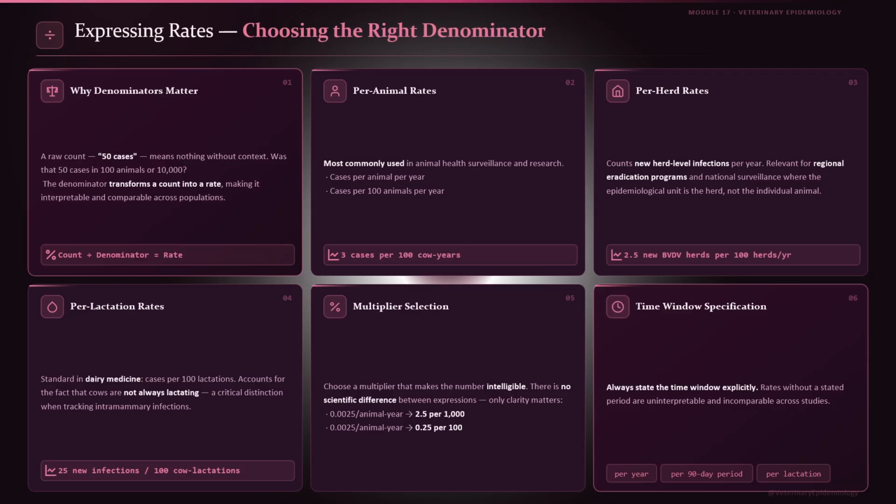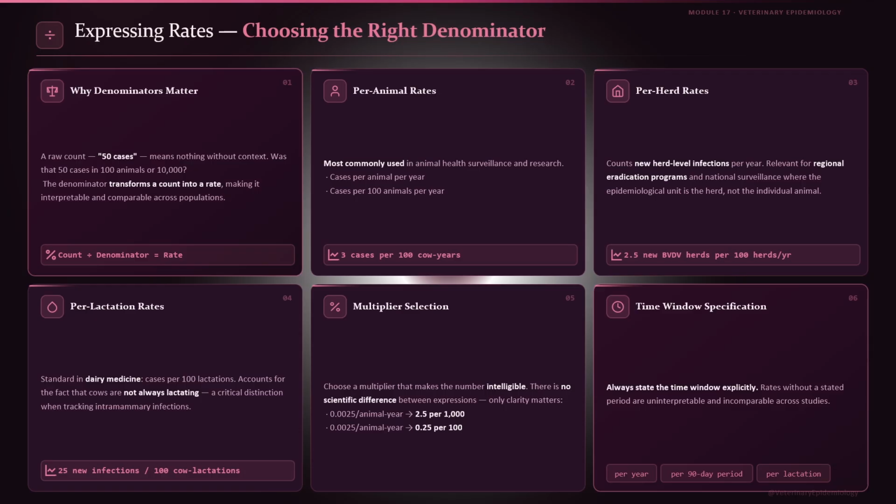The denominator is what turns a raw count into a rate you can actually interpret and compare. The basic move is always count divided by denominator equals rate. The art is choosing the right denominator for the question you're asking. Most often in animal health, we use per animal rates, cases per animal per year, or cases per 100 animals per year. That's the workhorse for surveillance and research.